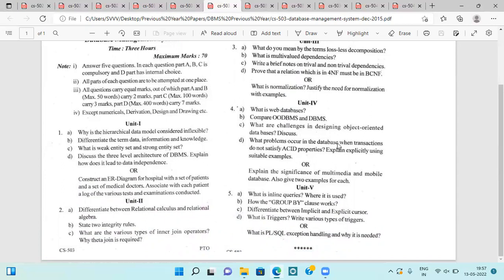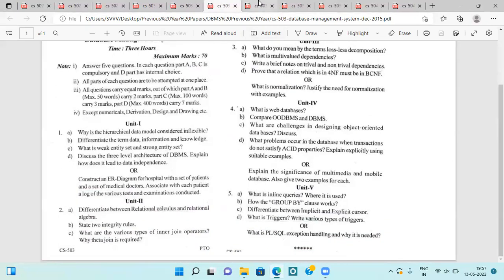के बीच में comparison, challenges in designing object-oriented databases, ACID properties, significance of multimedia and mobile databases, then inline queries, how group by clause works, differentiate between implicit and explicit cursors, triggers, and various types of triggers.